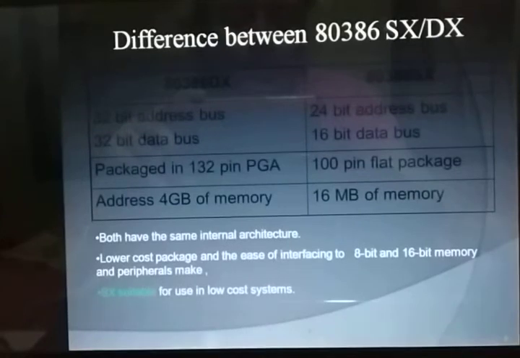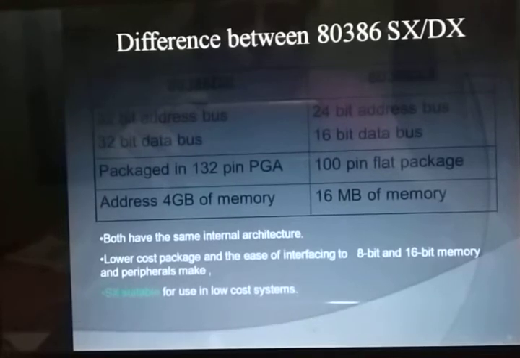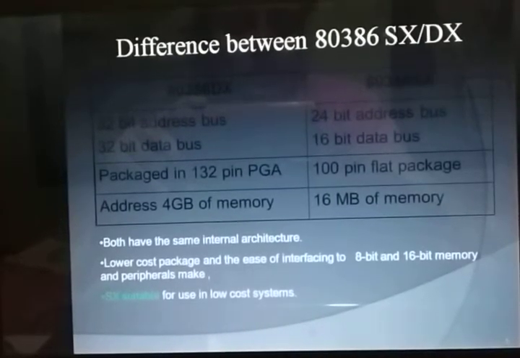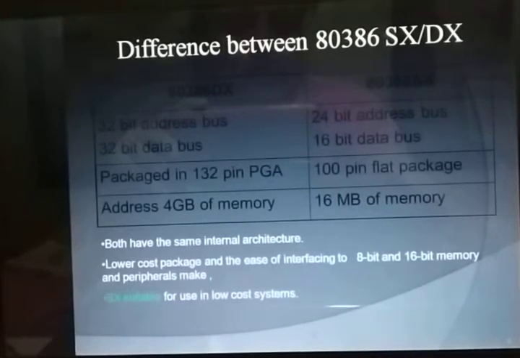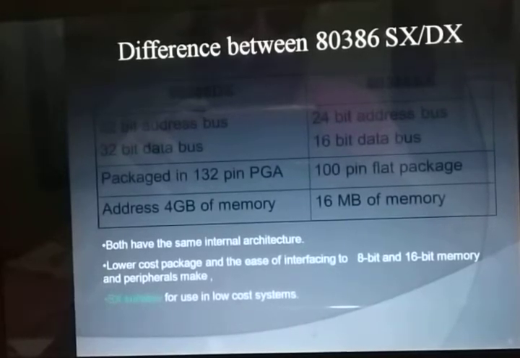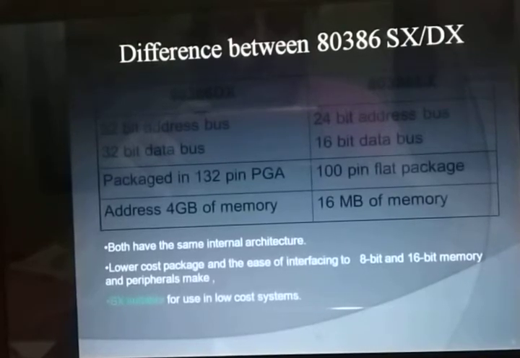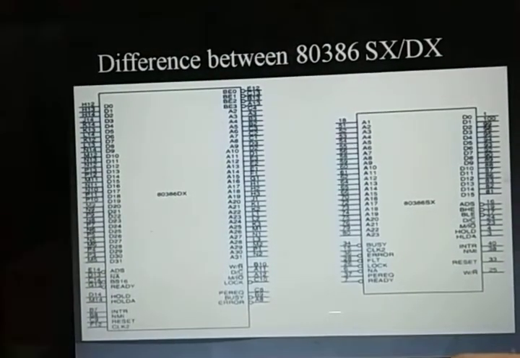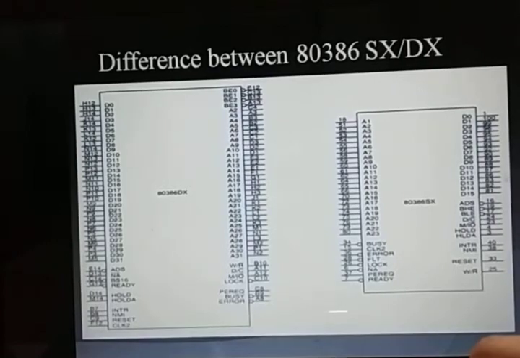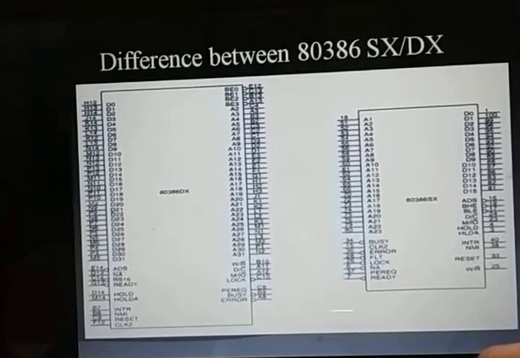So you can see the description of the difference between the 80386 SX part and DX part. The DX part contains a 32-bit address bus and 32-bit data bus, and the SX part contains a 24-bit address bus and 16-bit data bus. 80386 DX is packaged in a 132-pin PGA and the SX part in a 100-pin flat package. 80386 DX has 4 GB of memory and the SX part has 16 MB of memory. This diagram basically contains the information about the pin diagram of 80386 SX or DX. So you can see the difference between the 80386 pin diagrams, SX part or DX part.